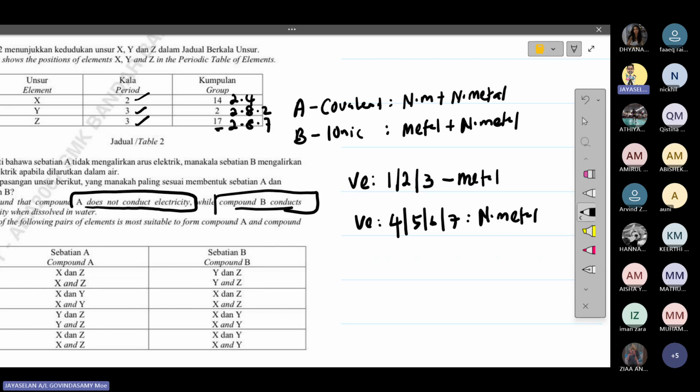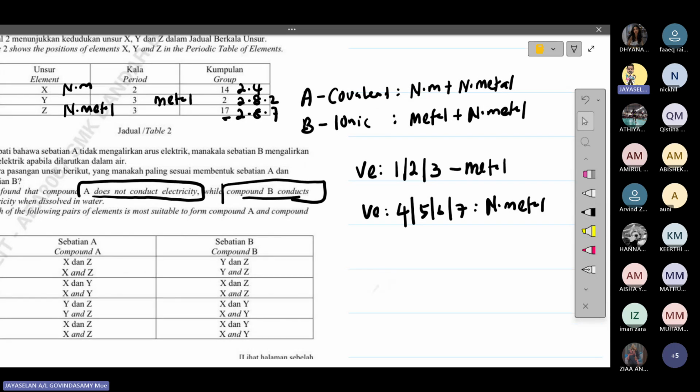2.8.17, right? Number 7. Okay, which one is metal, which one is non-metal? So you all put here, this is metal. So Y is metal. X and Z are non-metal. Can I understand? Okay, now compound A.